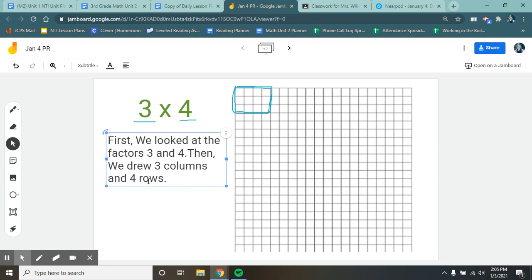So I want you all to pause your video and look at my shape that I've drawn. I know it's small, but I think you'll be able to figure it out. And then I want you to come back when you're ready and we'll talk about what we need to do.